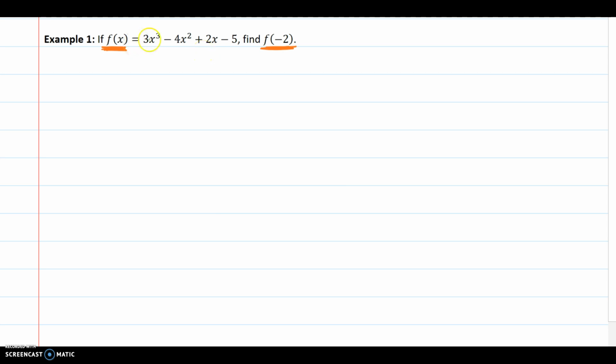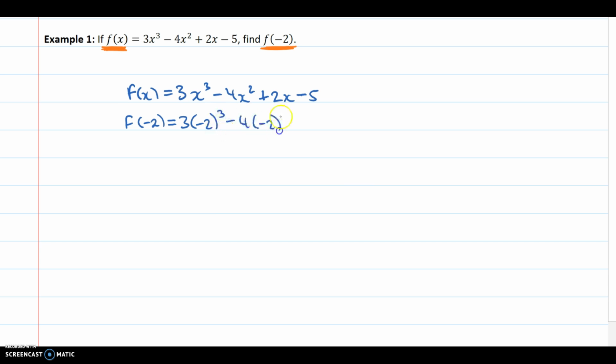So what we're going to do is go back and replace all the x's with minus 2. Okay? And that's going to give us, if we start off with f of x equals 3x cubed minus 4x squared plus 2x minus 5, and then we can put in minus 2 instead of x. Okay, so we've just gone along there, and everywhere we had an x, we put in negative 2. And now we're just going to evaluate this.